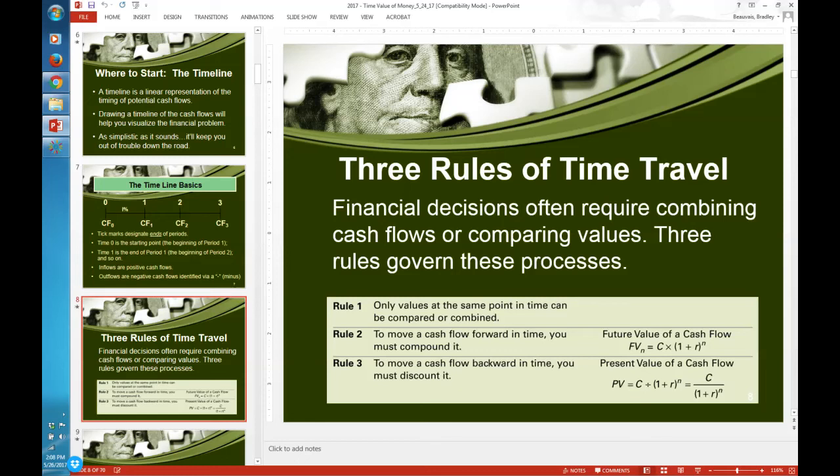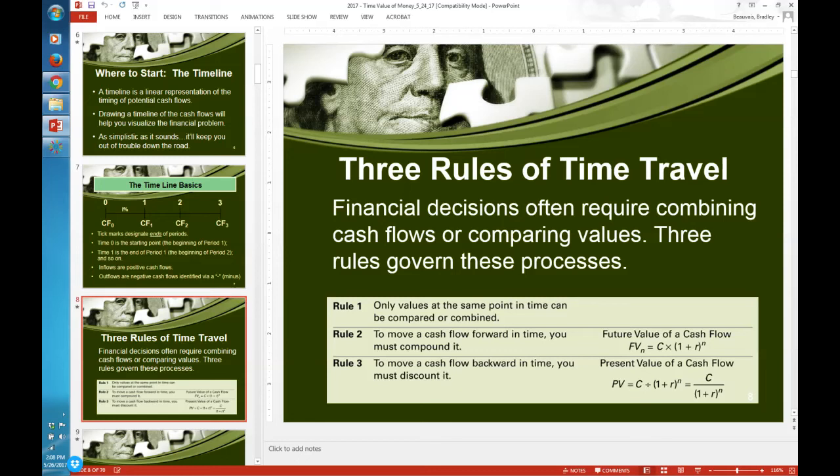Second rule: anytime you move forward in time, it's called compounding. That should be a familiar term to many. And you can see the actual mathematical calculation over there to the right. The future value at any time period n, whether that's 3 years from now, let's say, is our initial capital, C, times (1 plus R) to the nth. R in this case is our interest rate, and n is the number of periods, in our example 3.